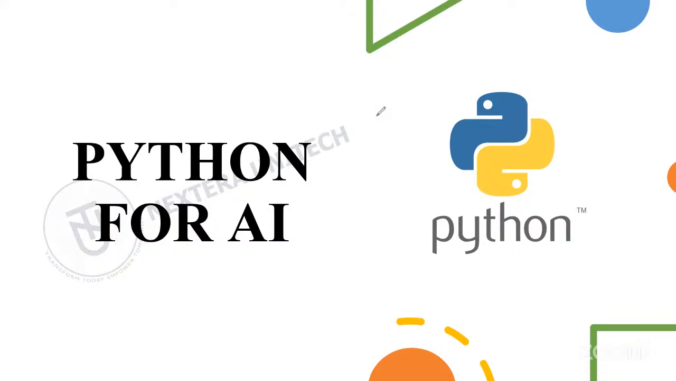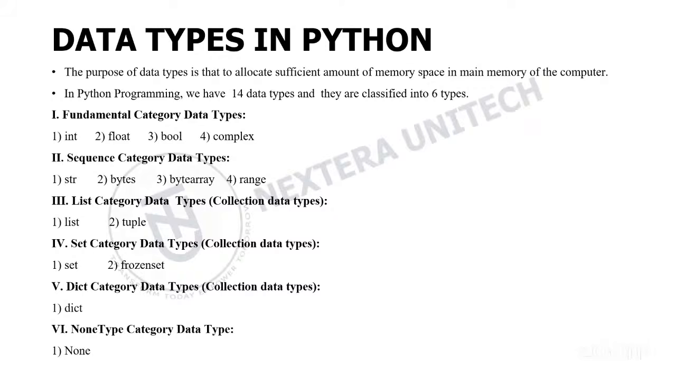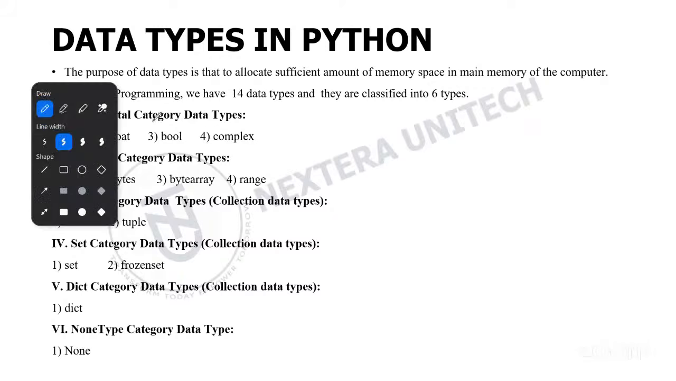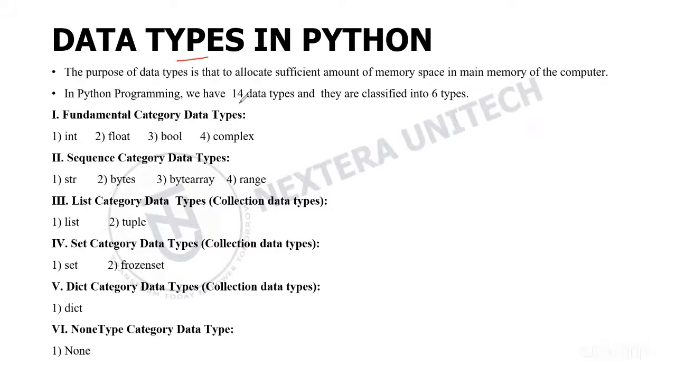Before we move on to day 8, let's quickly recap what we learned till now. So, we have started learning data types in Python, and there are 14 data types mainly, and they are classified into six types or categories. Firstly, we've learned about fundamental data types. In that, we have int, float, boolean, and complex.